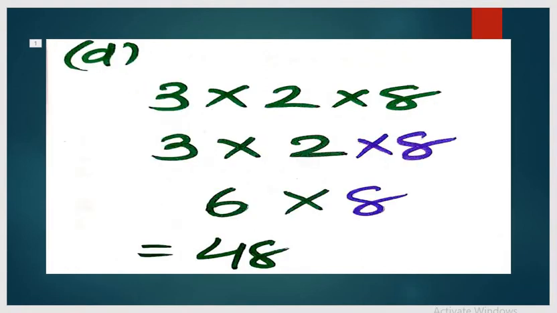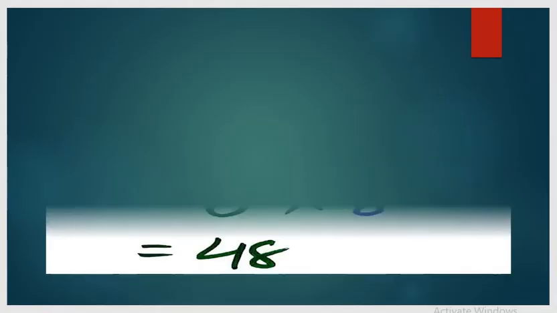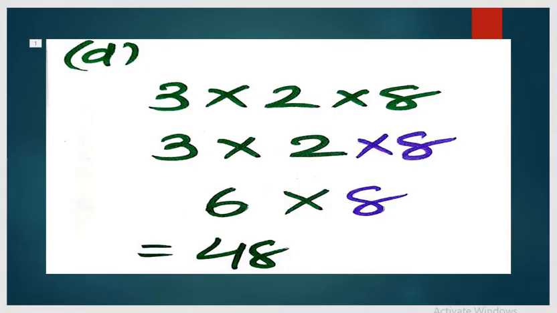And now question number D. What is question number D? Let's check here. Question number D is 3 multiplied by 2 multiplied by 8. Understood, all students? This is how we solve all these questions. Got my point?